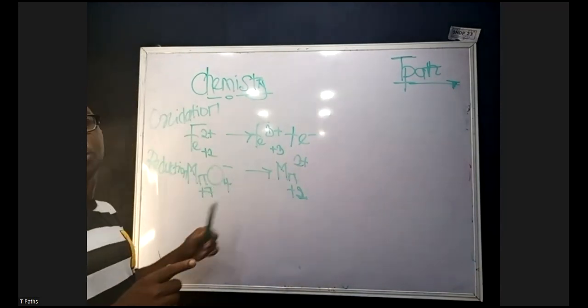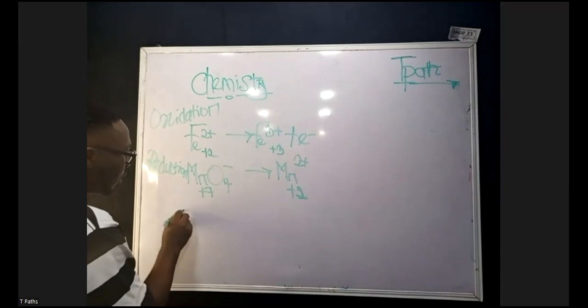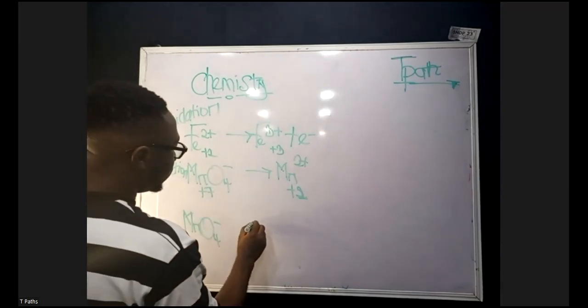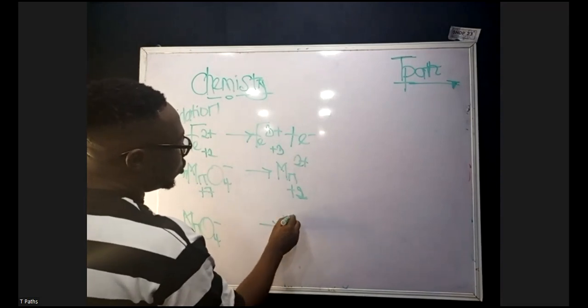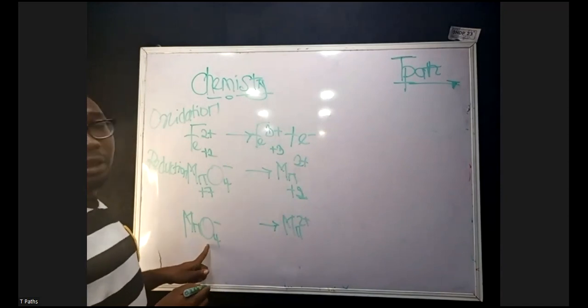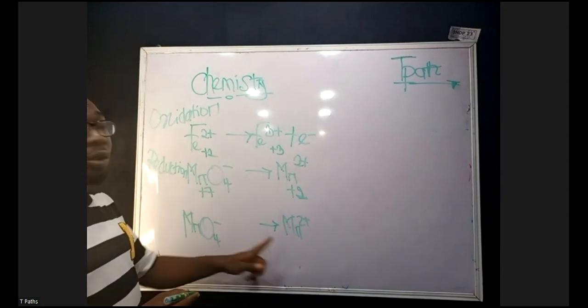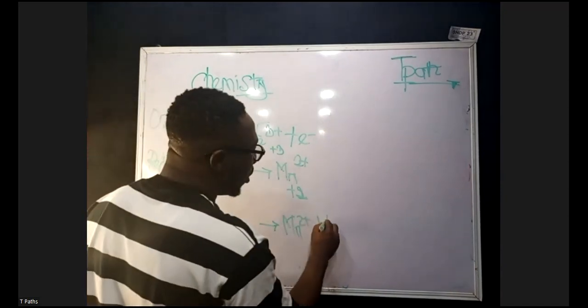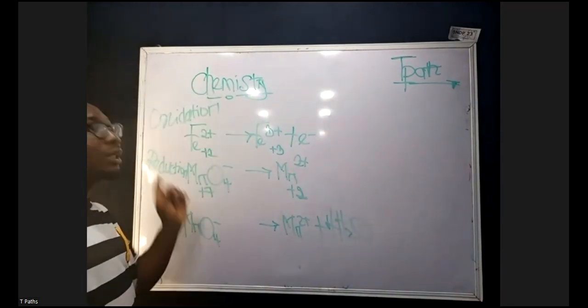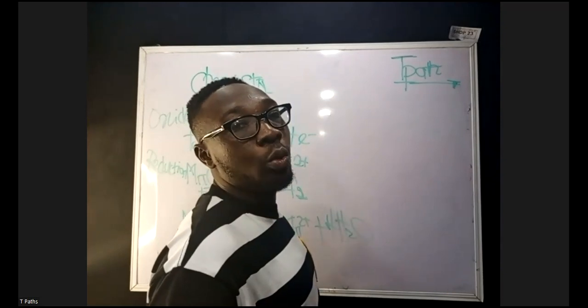Now for this one, what I do first is to balance the number of oxygen. Now, guys, pay attention. MnO4 minus gives Mn2 plus. Now, I want to balance oxygen. I have oxygen on the left-hand side. To balance it, I will just add 4 moles of H2O on the right-hand side. So no matter the amount of oxygen you have on the left-hand side, add it to the right-hand side to make it balanced.